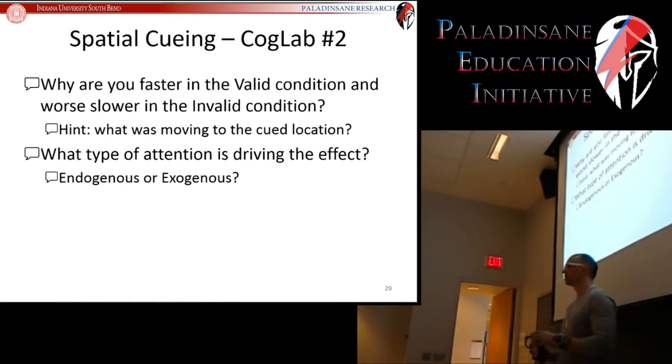Mm-hmm. So would it be endogenous because we're inside, like, kind of fixating on the same shape, and each other, like the square arrow?